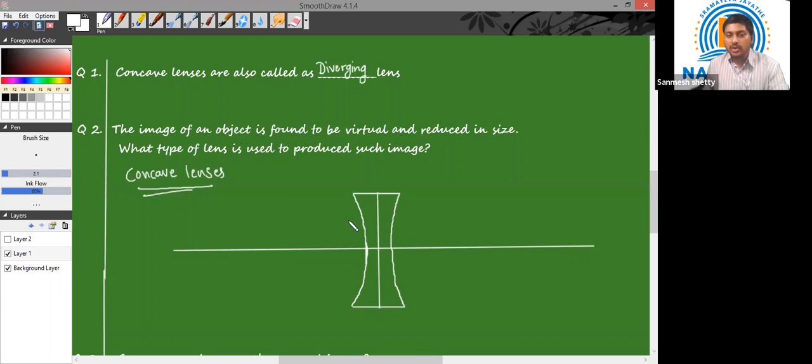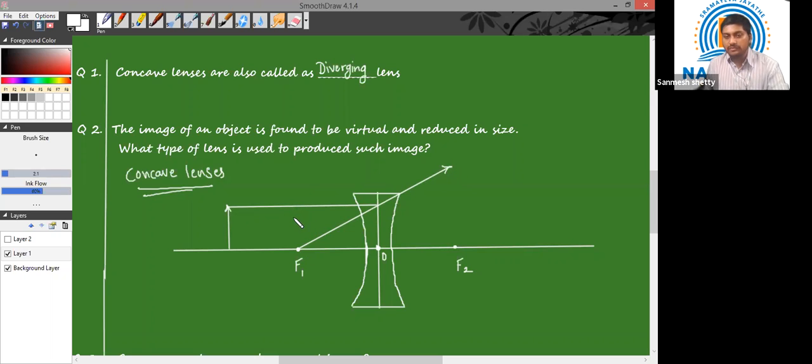For a concave lens, it doesn't matter where I keep my object between infinity and the optical center. For example, if I choose this position, let us say I keep my object at this particular point. This is the principal focus of the concave lens. Let us say this is f1 and this is f2. Let us first draw a parallel ray of light coming from the object. After refraction, obviously this ray will diverge, but it will diverge in such a way that it appears to be coming from f1.